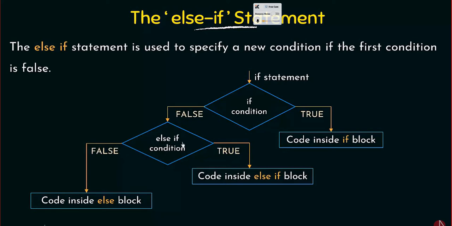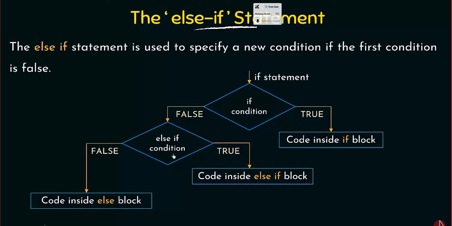So in else if also, there is going to be another condition and it will check if that condition is true or false. Now if that condition is true, then the code inside the else if block will get executed. And if it is false, then the code inside the else block will get executed. So here we see we are going to have else again. So basically it is like this. We are going to start with if, check the condition, and then if it is false, we come to else if. And if that is also false, then we come to the else block. So this is the flow of the else if statement.